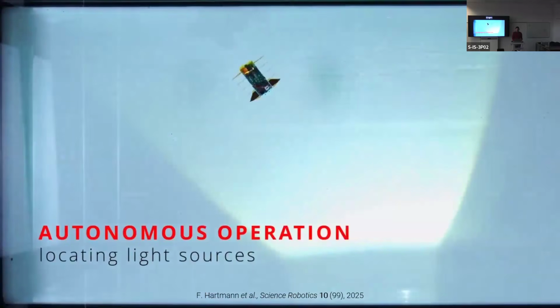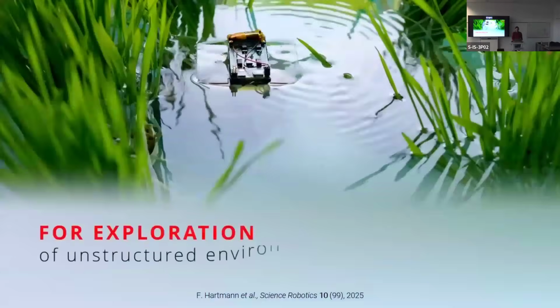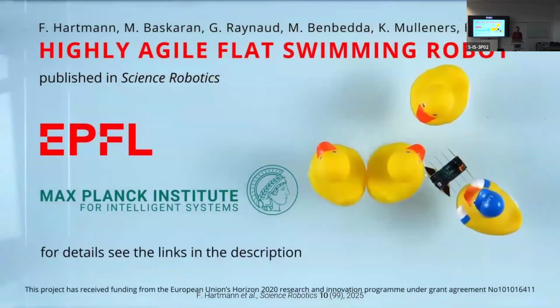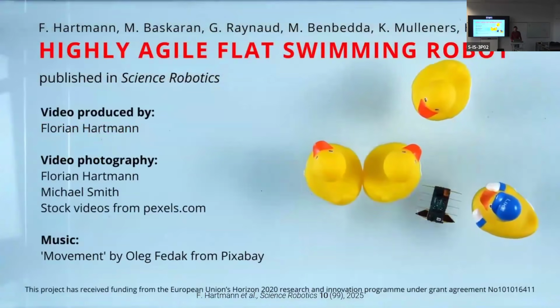And also more remote controlled when you put more sensors on it, so that it finds autonomously the light source that is brightest. For example, if you want to recharge a robot with a solar cell, then you can find where the sun is.